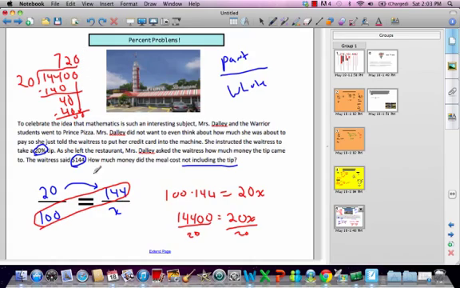And that kind of makes sense if you just look back on the problem. The tip shouldn't be higher than the actual bill. It should be about a fifth of the bill, right? 20% is simplified to 1/5. And so 144, that's about 1/5 of 720. If you did the math, it would actually be exactly 1/5 of 720.